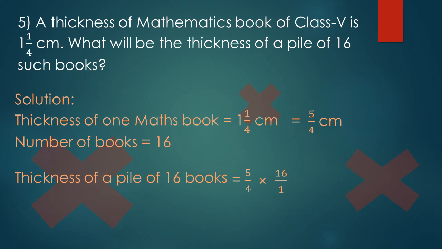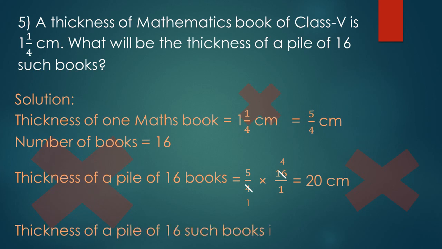Here I see 4 and 16 both are divisible by the same number 4. So cancel them out by 4. 4 4s are 16 and 4 1s are 4. Now it cannot be further simplified. So do the multiplication. 5 4s are 20. So the answer is 20 centimeter. And the last statement is thickness of a pile of 16 such books is 20 centimeter.